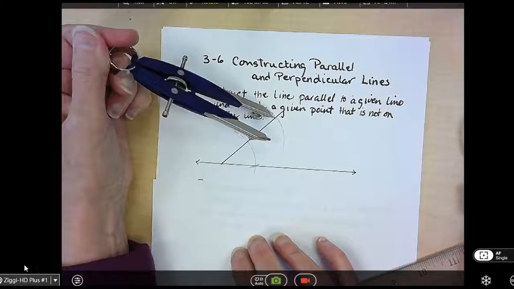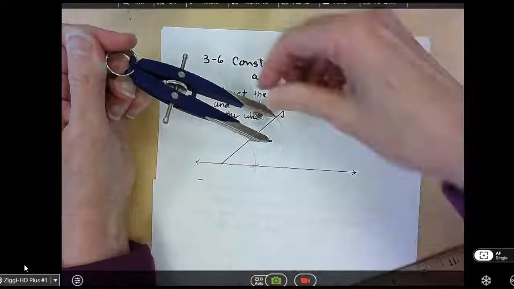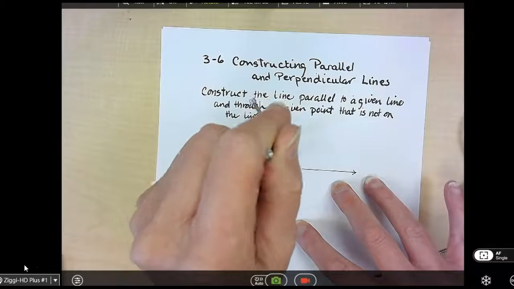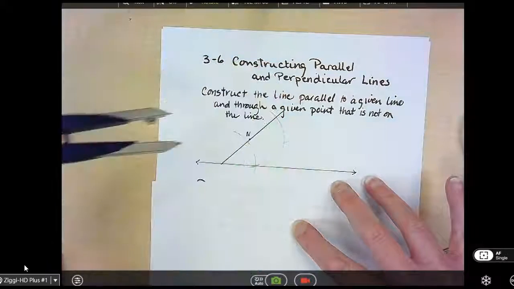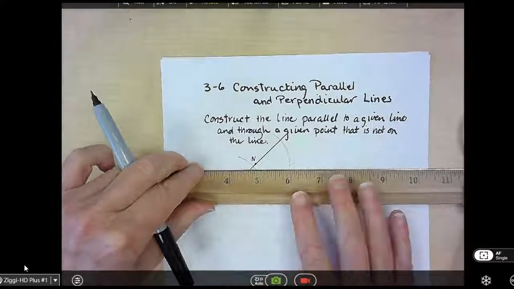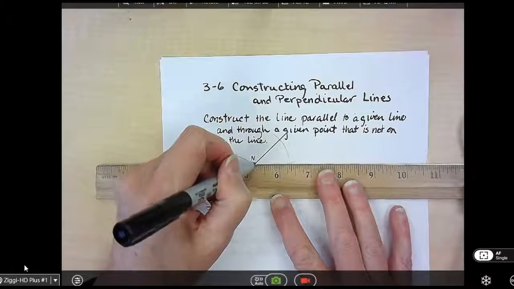Now go up to your point up here where your arc intersected the line. Put your point in, scribe your arc, and now you are drawing your line. If you were careful, that should be parallel. Always find my point.